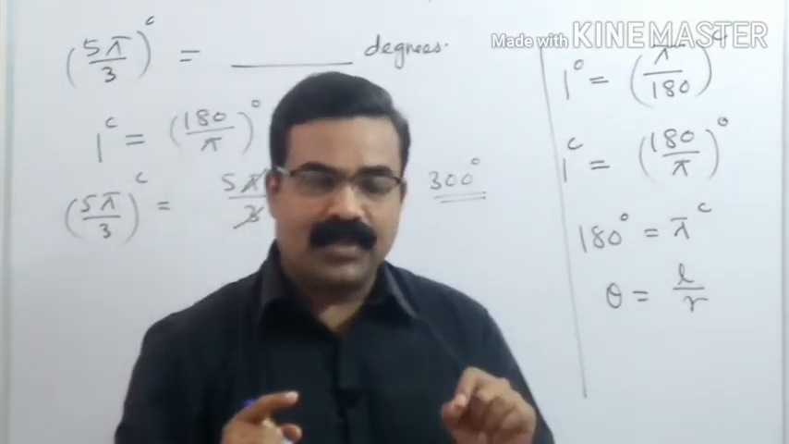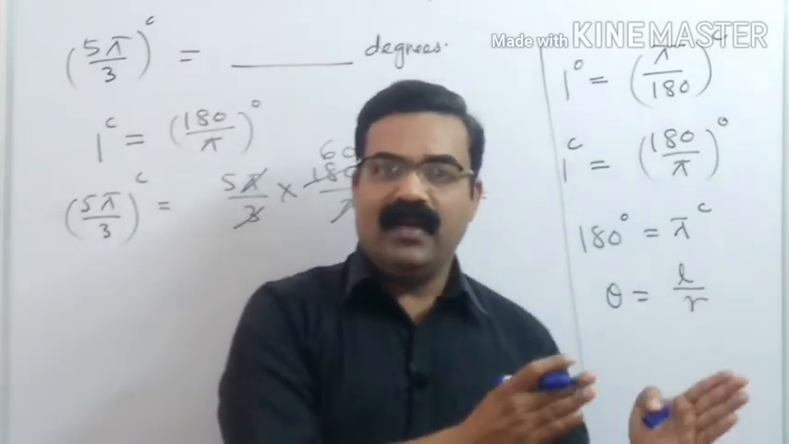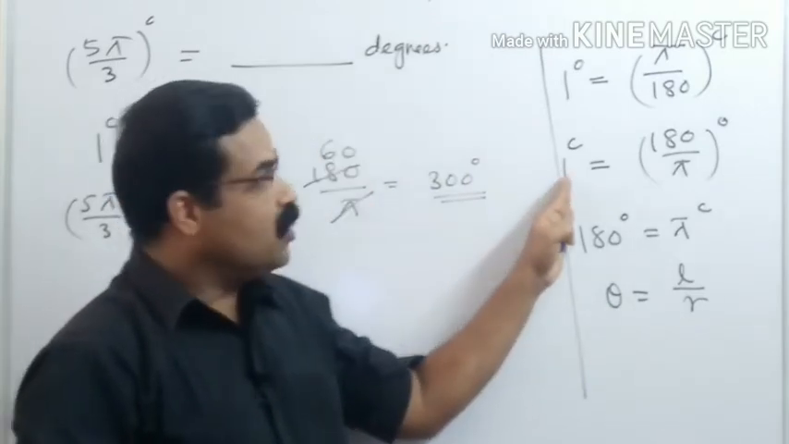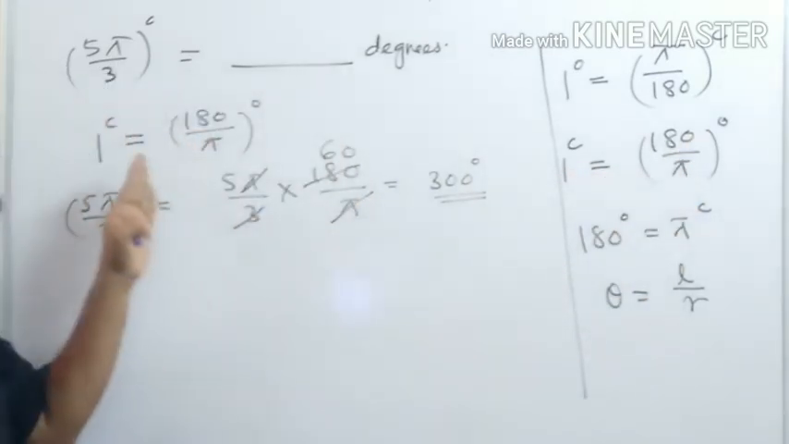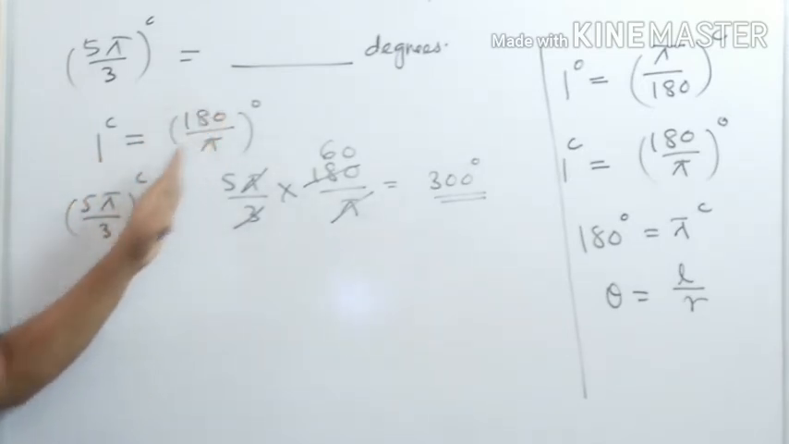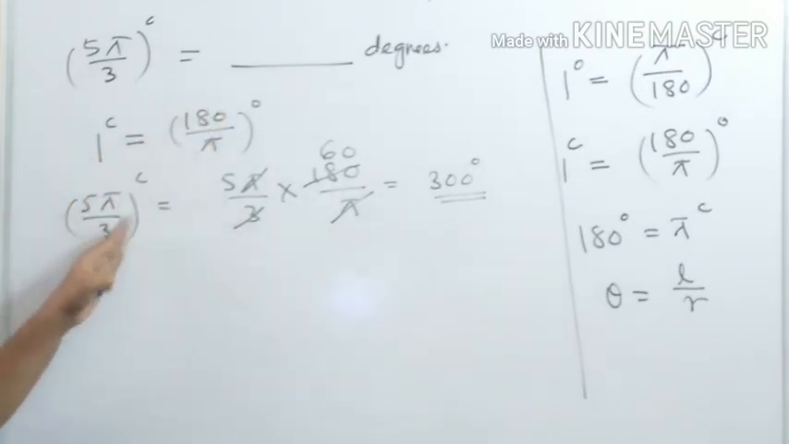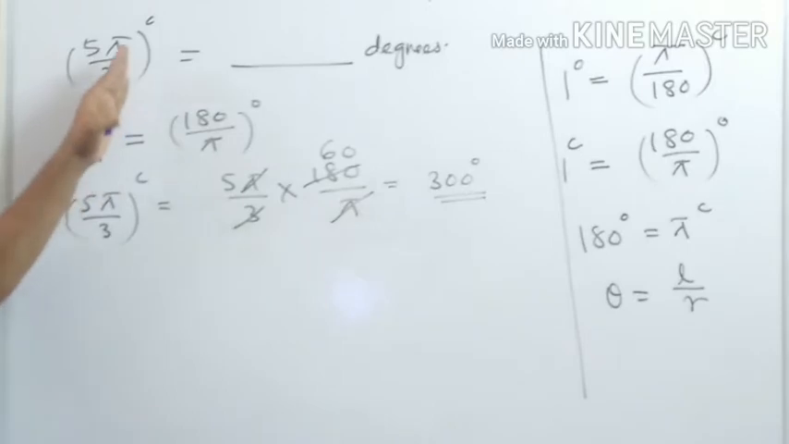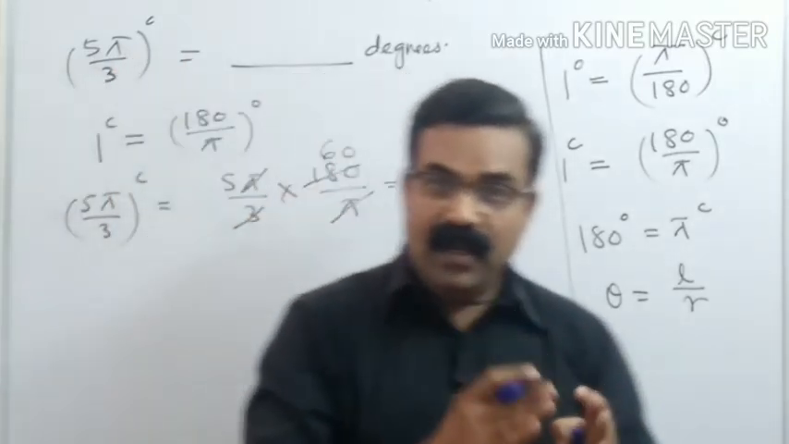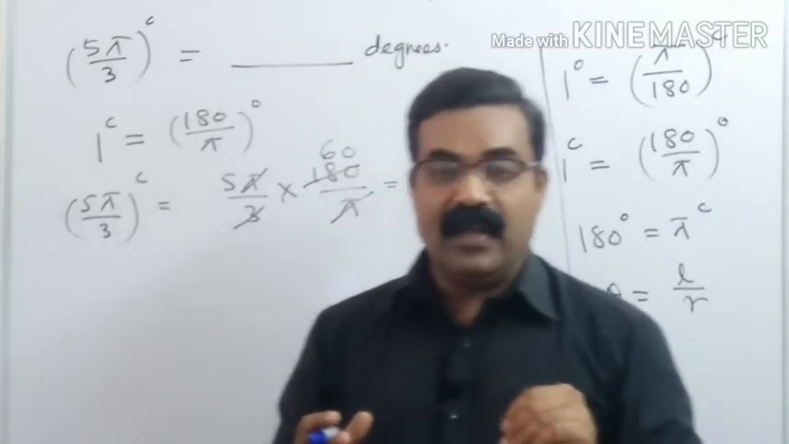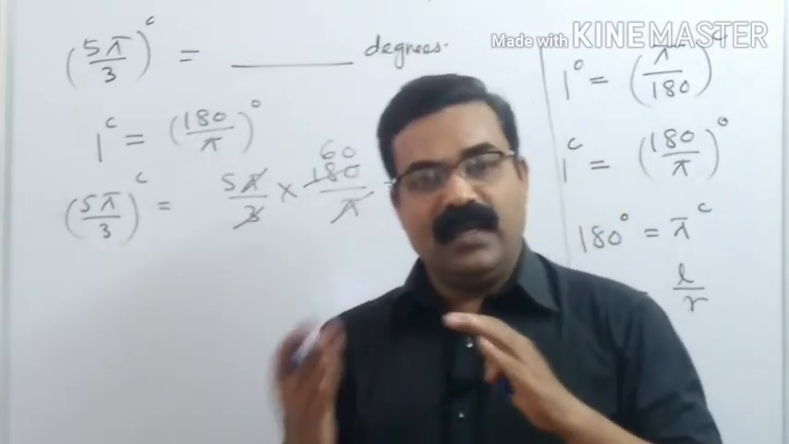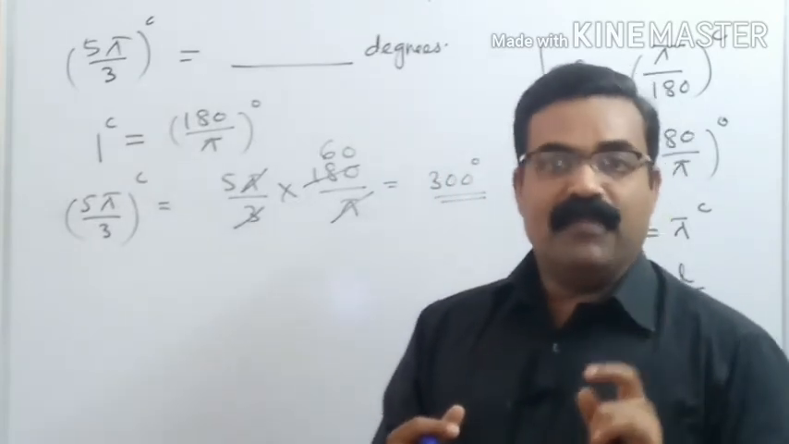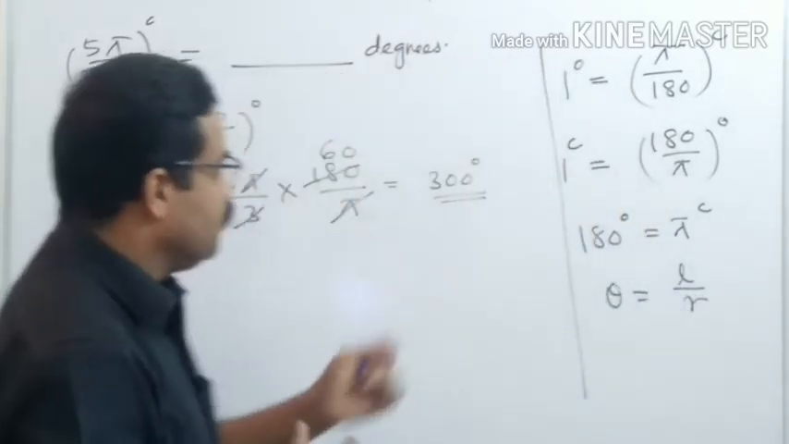Now you have a clear idea, students, how to convert degree into radian and radian into degree. 1 radian is equal to 180 by pi, so that is why we have multiplied by 180 by pi. When you convert radian into degree, you have to multiply the given radian by 180 by pi. When you convert a degree into radian, you have to multiply the given degree by pi by 180. So it is a very important rule. Kindly note it.